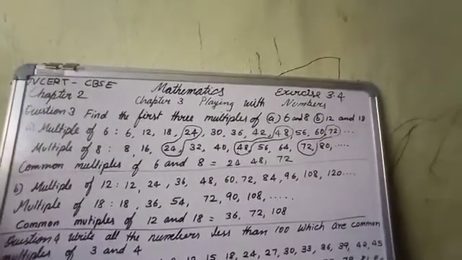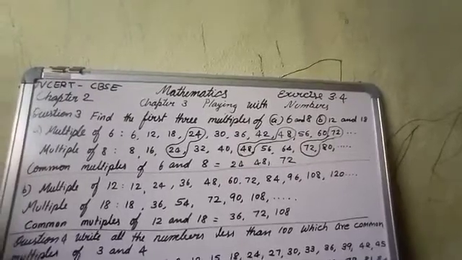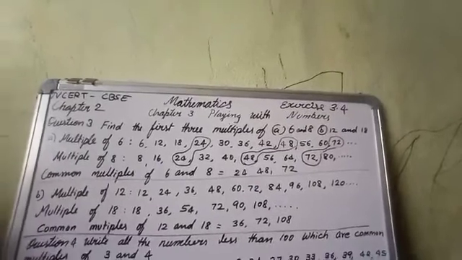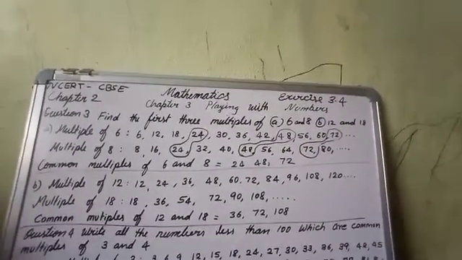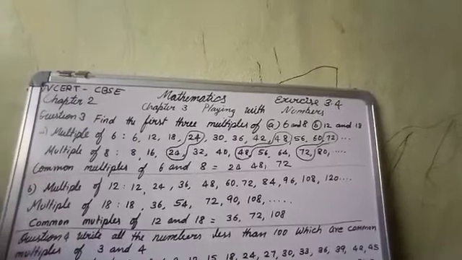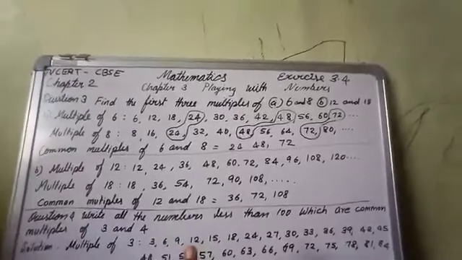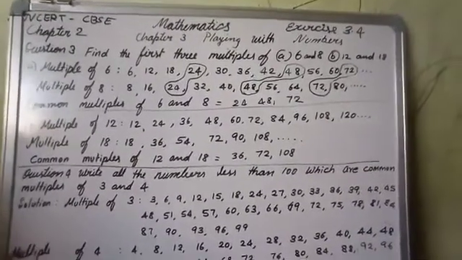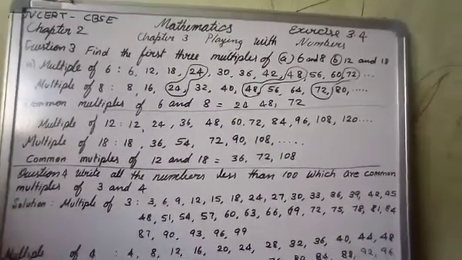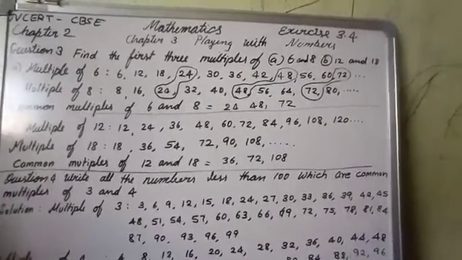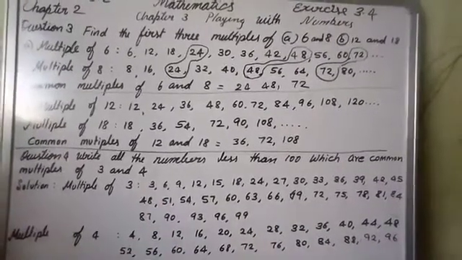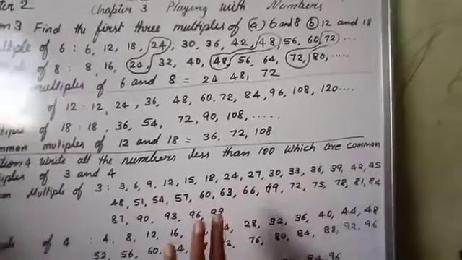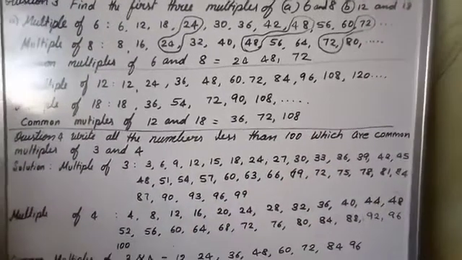Here you see question number 4. Write all the numbers less than 100 which are common multiples of 3 and 4. We have to write multiples up to less than 100. So first we have to make a list of multiples of 3. Multiplication is nothing but repeated addition. Every time if you add 3, you will be getting the multiplication table.